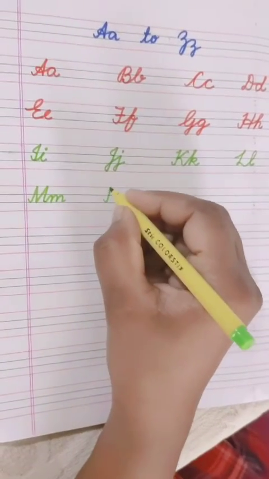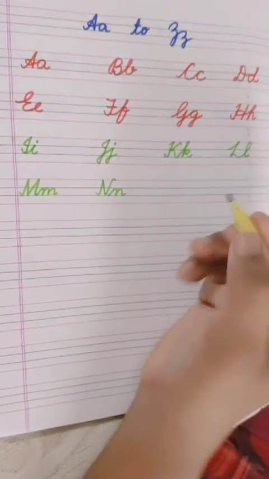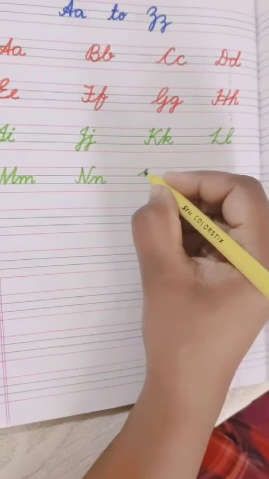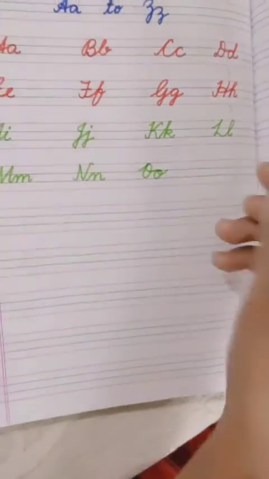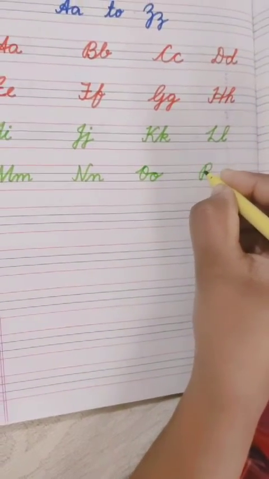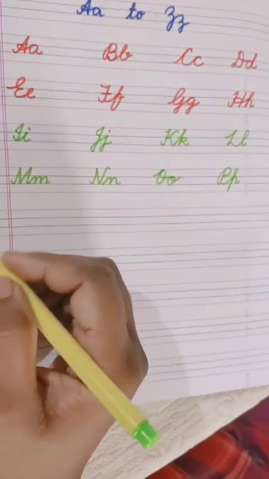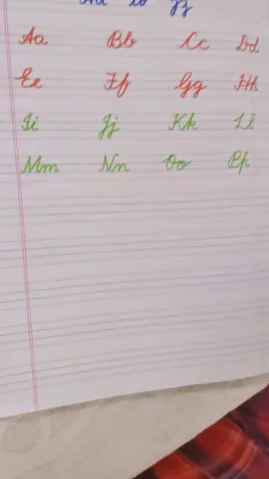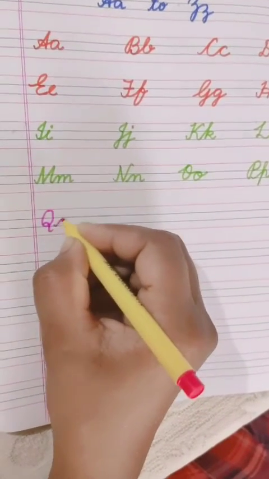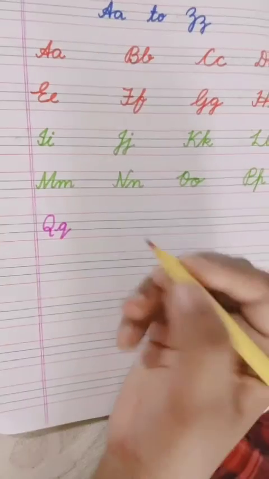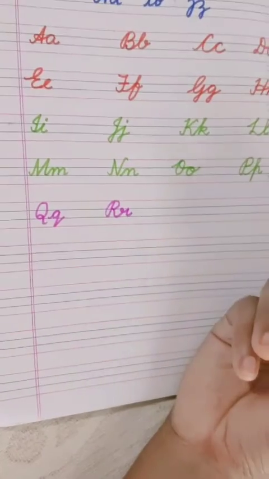Then N comes, like this, N, M, N, O, like this we will join, O, then P, P will make small p from the down, P, then Q. We have made like this, then small q, then R, capital R and small r.